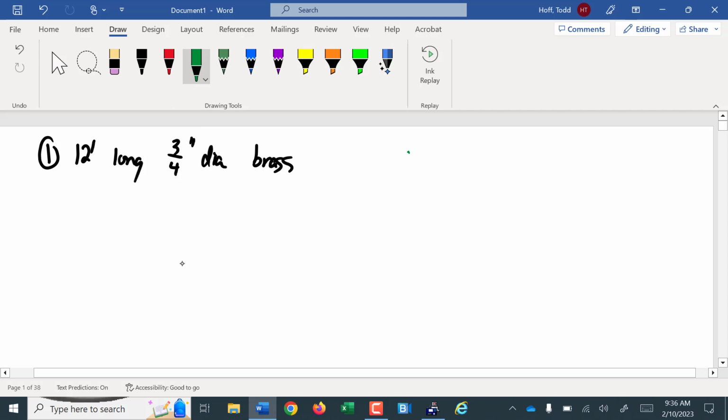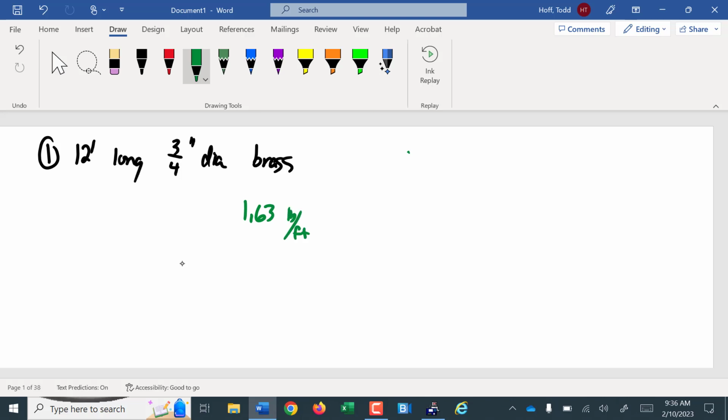So the first few problems on the worksheet were about weight and density. Number 1 is asking us to find the weight of a 12-foot long piece of 3/4 inch diameter round brass. We have our table on page 147 of your industrial mechanics book. Brass 3/4 inch is 1.63, and that is pounds per foot. To find the weight, we take the length, 12 feet, times that number. What does that give us? 19.56 pounds.